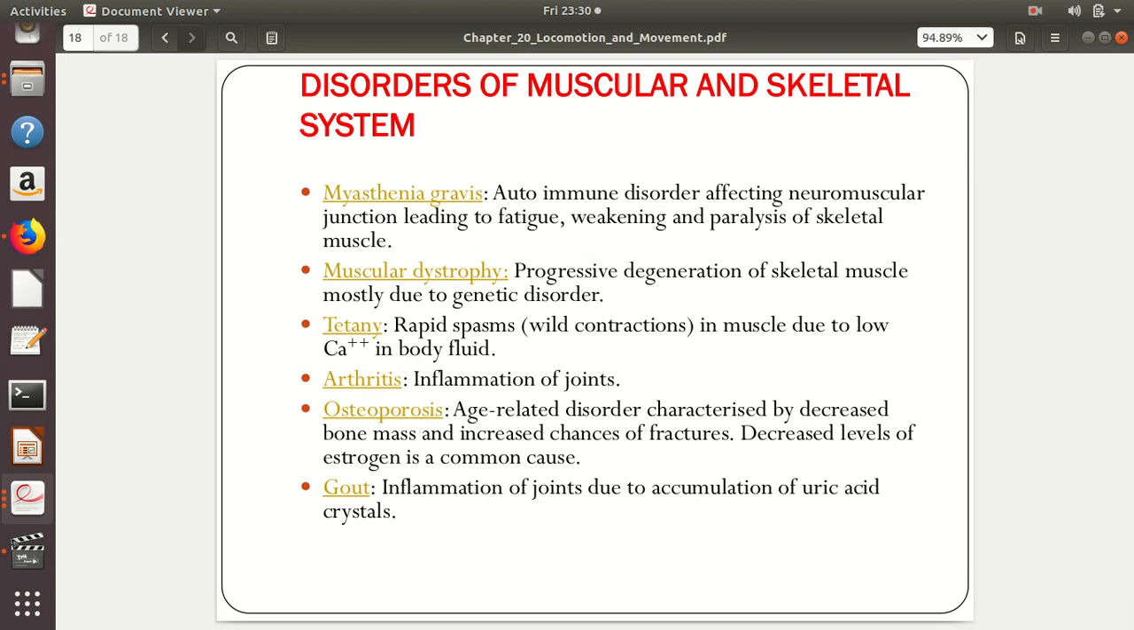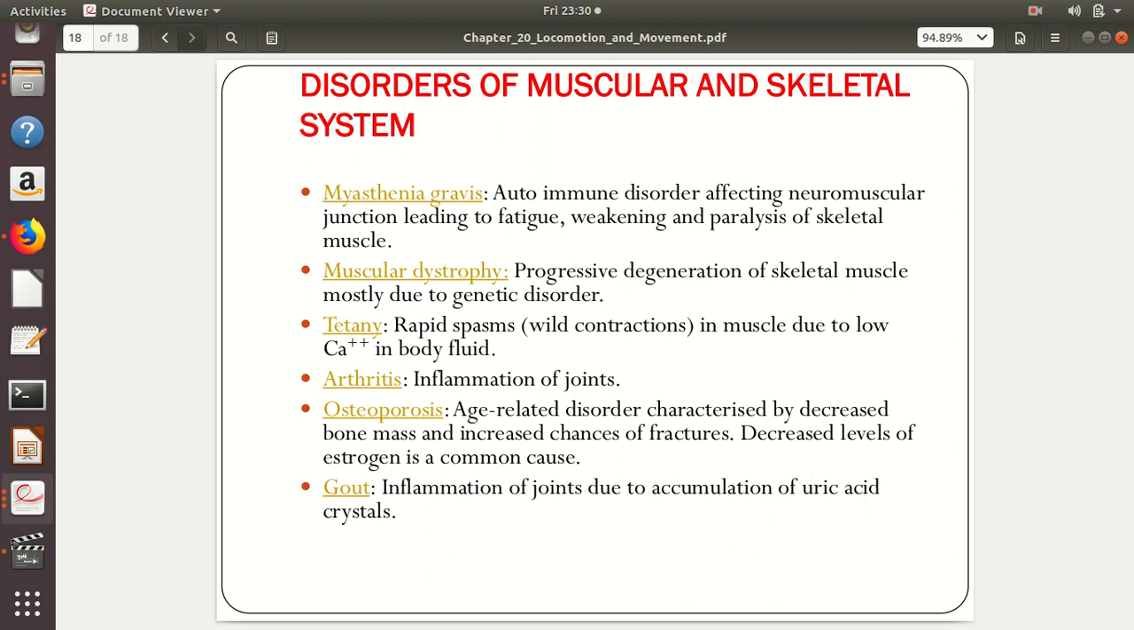So now the last part of today's discussion on locomotion and movement is the disorders of the muscular and skeletal system. There is a disorder called myasthenia gravis. It is an autoimmune disorder affecting the neuromuscular junction, which leads to fatigue, weakening and paralysis of skeletal muscles. Muscular dystrophy is progressive degeneration of skeletal muscles, mostly due to a genetic disorder. Tetany is rapid spasms or wild contractions in the muscle due to low calcium ions in body fluid.